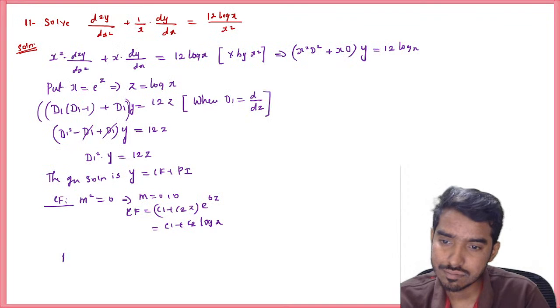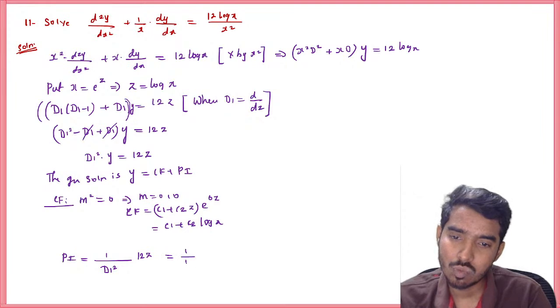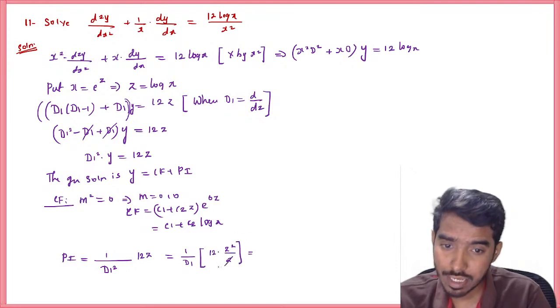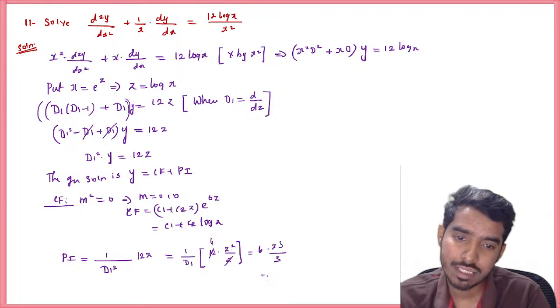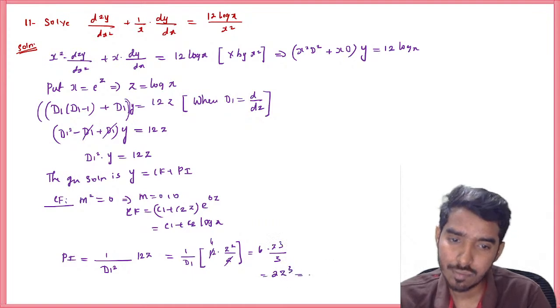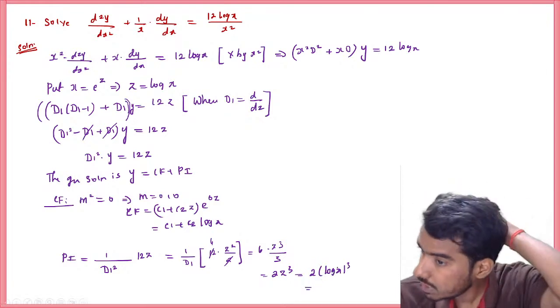Now we will find the particular integral. To find PI, 1 divided by f of D1. So 1 divided by D1 square into 12z. So just integrate this twice, right? So we integrate once: 12 into the integration of z is z square by 2. And if we integrate again, we will have 6 into the integral of z square, so z cube by 3. So we will have 2z cube. Replace z by log x. So 2 (log x) cube is your required particular integral, right?